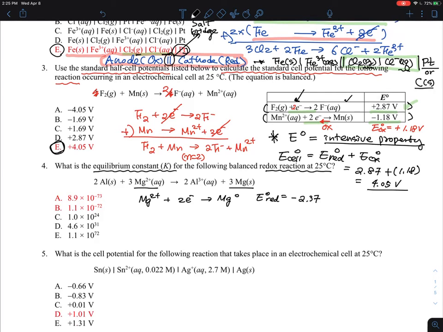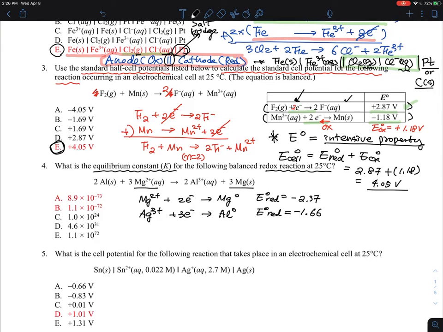And then what you see here is aluminum. I want to start with something simple. Aluminum 3 plus plus 3 electrons gives aluminum, and the reduction potential for aluminum 3 plus is minus 1.66, whereas Mg2 plus is something below, with minus 2.7.